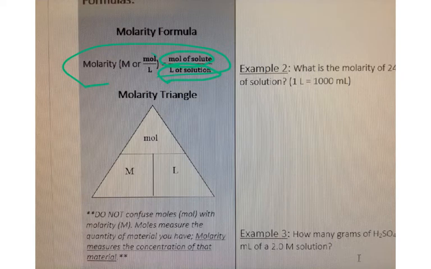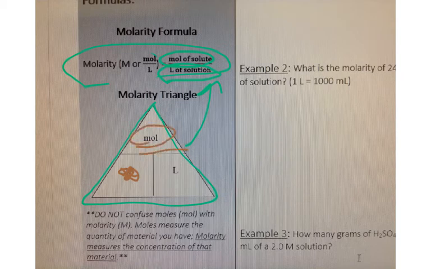Okay? We are going to introduce you to a triangle, and this triangle is a great way to be able to utilize the formula that's written above. All you have to do to use this formula, because it rearranges it algebraically, is whatever I ask you to solve for, you cover up with your finger, and then you do what the math tells you to. So if I ask you to solve for molarity, I'm going to cover up the M, and it tells me to do moles divided by liters. Okay, now let's say I asked you to solve for liters. So I'd cover up liters, and now I'm going to do moles divided by molarity.